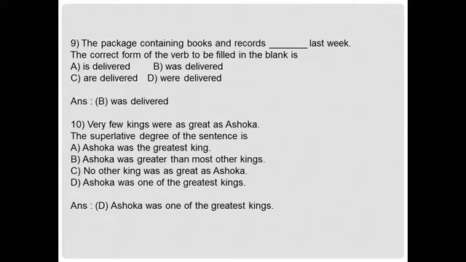Next, very few kings were as great as Ashoka. The superlative degree of the sentence is A. Ashoka was the greatest king. B. Ashoka was greater than most other kings. C. No other king was as great as Ashoka. Or D. Ashoka was one of the greatest kings. The answer is option D. Ashoka was one of the greatest kings.